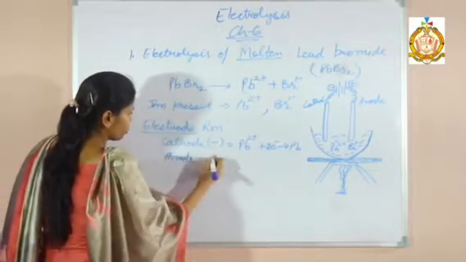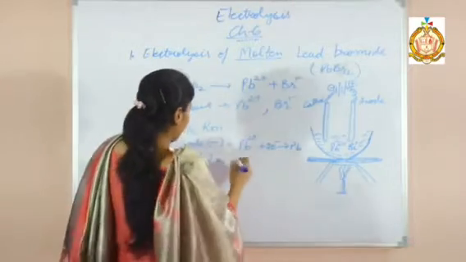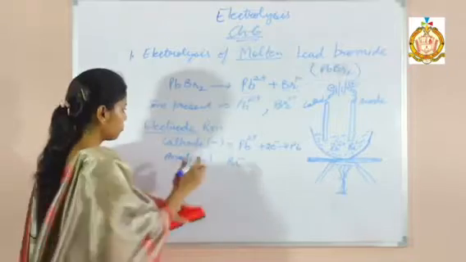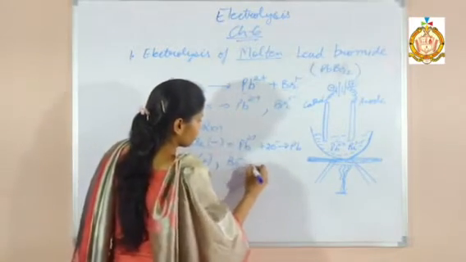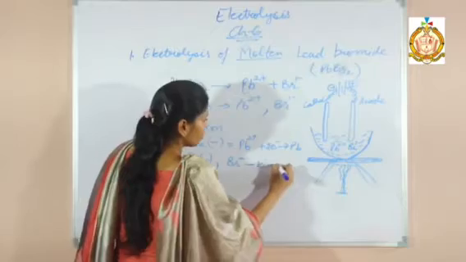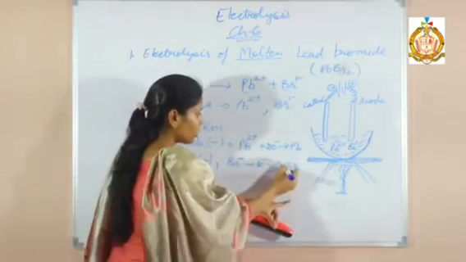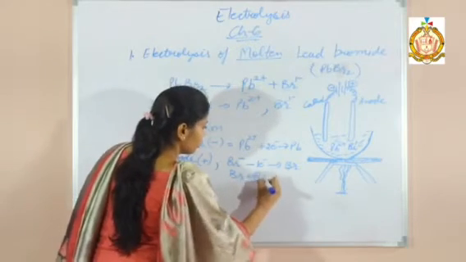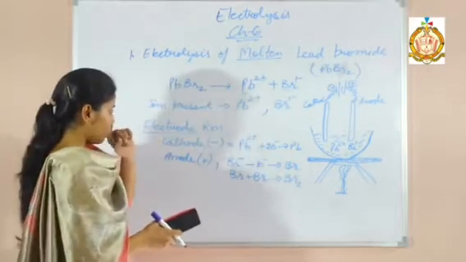And next one is anode. Reaction at anode. Anode is positively charged. So Br negative will move toward anode. A move toward A, minus 1 electron, Br. So as you know, Br cannot exist independently. It requires another Br, and it will form Br2. So product, it is very important.